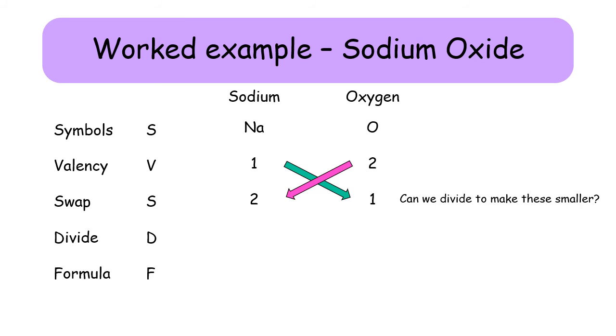Have to ask ourselves again, can we divide these numbers to make them smaller? The answer is no. So we end up with 2 still under sodium and 1 still under oxygen. So when it comes to writing the formula, it's going to be Na with a 2. Remember that 2 needs to be small and to the right-hand side. And just 1 oxygen, so we just need to write the symbol Na2O.